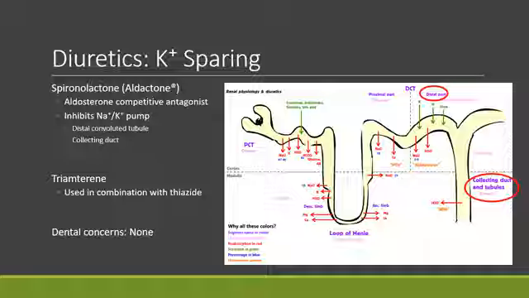The nice thing about these potassium-sparing diuretics, though, is that we don't see the hypokalemia concerns. Triamterene is another example. It's used in combination with a thiazide diuretic. When we look at dental concerns for our potassium-sparing diuretics, once again, kind of like our hydrochlorothiazide, we don't see a lot of dental concerns there.